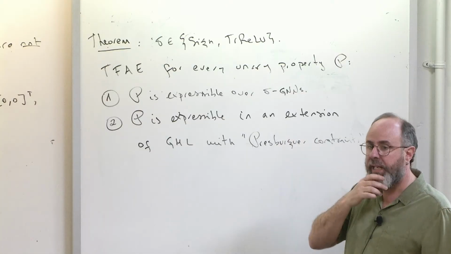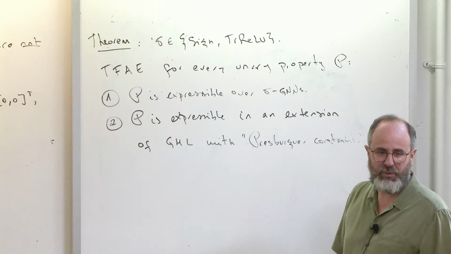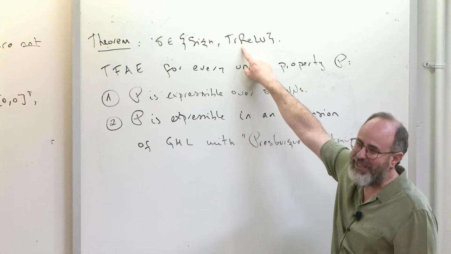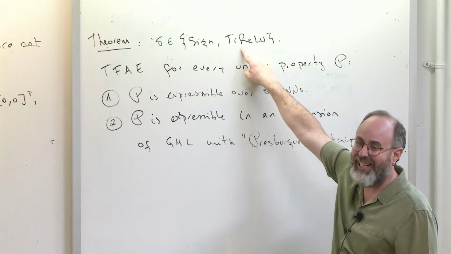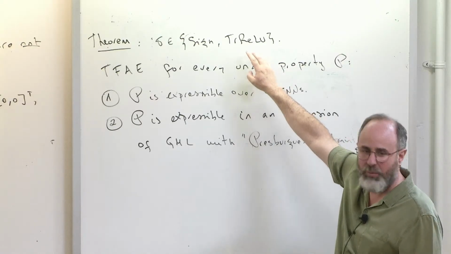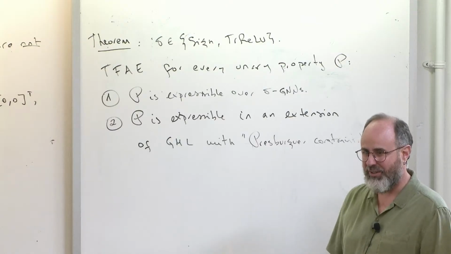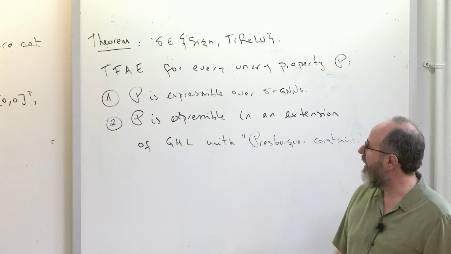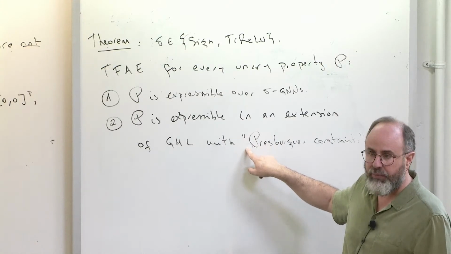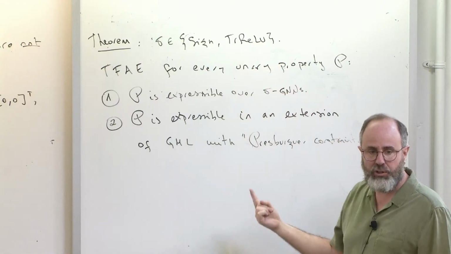What is the caveat? What is missing here? ReLU. So this result only holds for what Michael calls eventually constant activation functions. The direction from the logic to the GNN holds with ReLU as well, but the other direction doesn't hold.